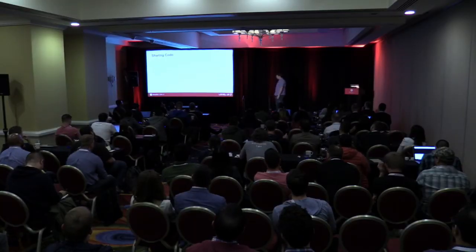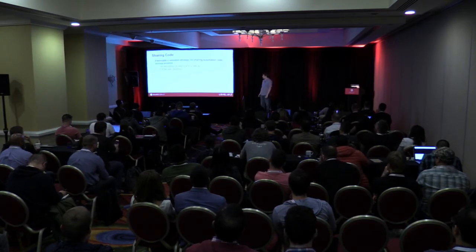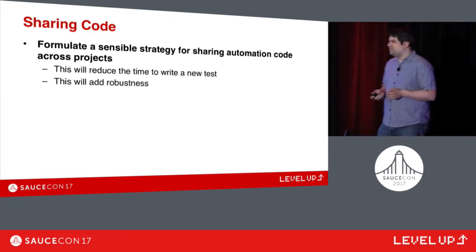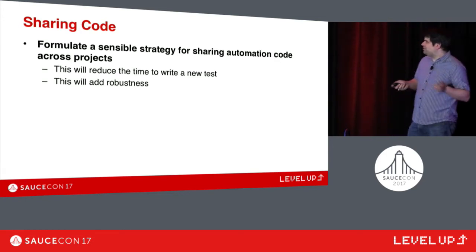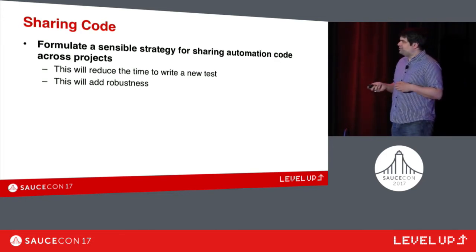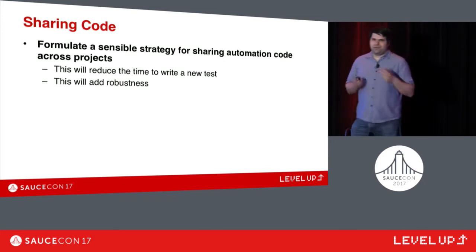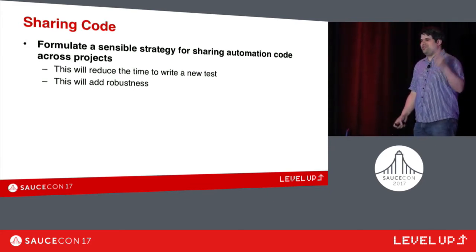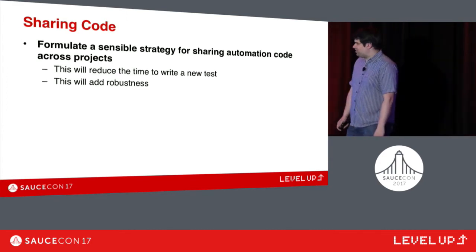Another important thing to consider around scaling up your ability to write more and more tests is sharing code. You should talk about what your code sharing strategy is and how you're going to split up your project so that you can share code efficiently. Doing this will reduce the amount of time it takes to write a new test, and it'll also add robustness. So it's just general good programming. If there's something you do over and over again, you put it in a subroutine or a function or a method, right? And your tests should be the same way.